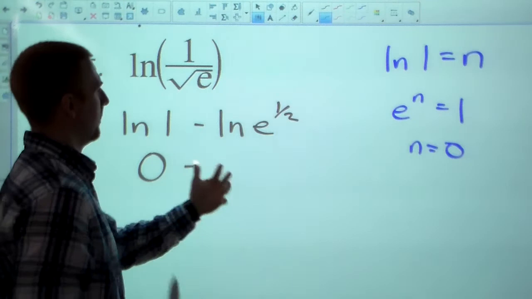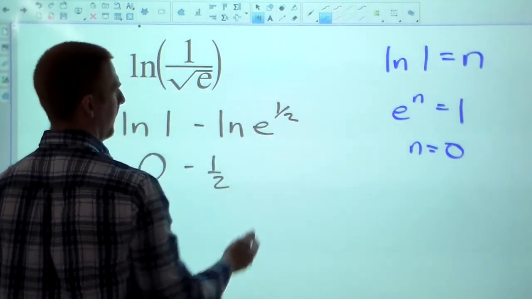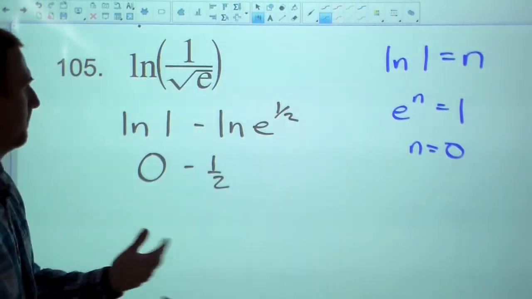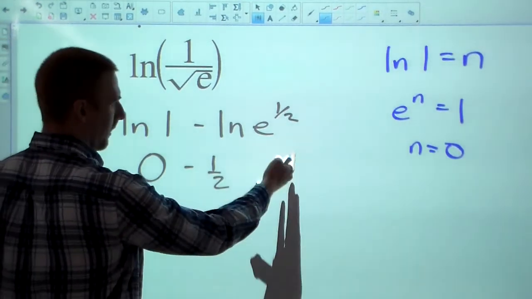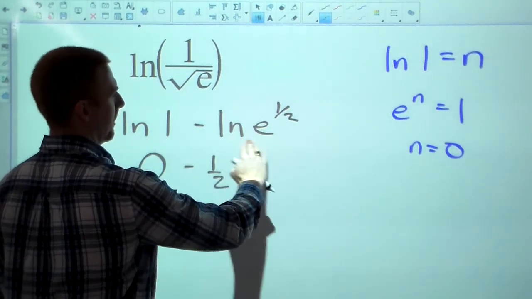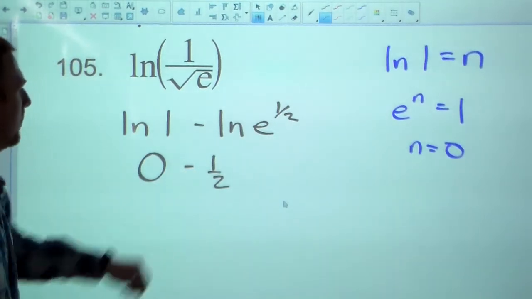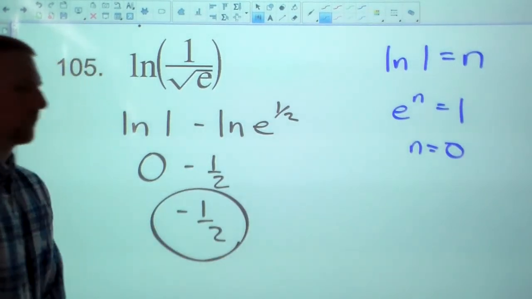And this one's kind of using your rules. 1/2 can come out front, and log of e just neutralizes. They basically become 1. They go away. Another way you can look at it is that other rule we used where these kind of cancel each other out, and all you're left with is 1/2. But either way, that's where you get to. 0 minus 1/2 is negative 1/2. And that's as far as we can take it.